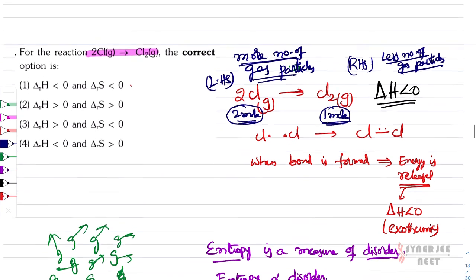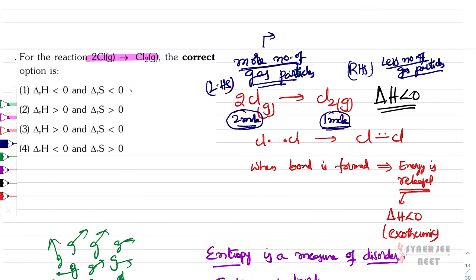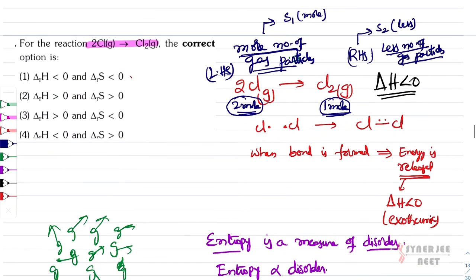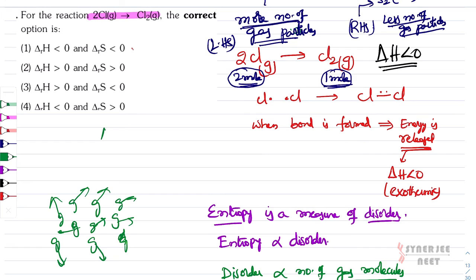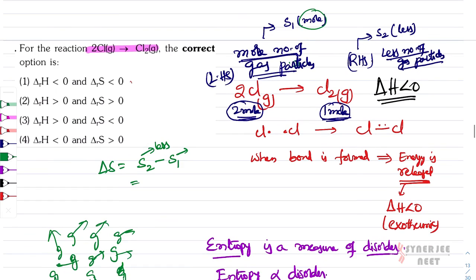That means if the entropy in the first case is S1, S1 will be more. And in the second case, if you call the RHS entropy S2, S2 is less because of fewer gas particles, so the entropy or disorder value will be less. So delta S, they are asking for delta S. Delta S means the entropy after the reaction minus the entropy before the reaction. Since the S2 value is less and the S1 value is more, S2 minus S1 will be a negative quantity.